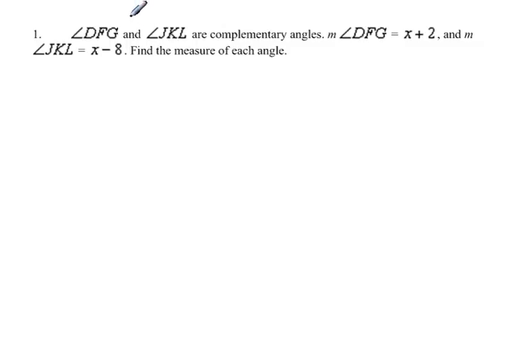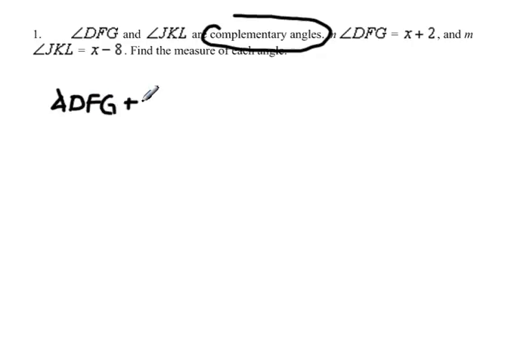Number one says that angle DFG and angle JKL are complementary. The measure of angle DFG equals x plus 2, and the measure of angle JKL equals x minus 8. Find the measure of each angle. If we're talking about complementary angles, that means that we are looking at 90 degrees. So if I have angle DFG plus angle JKL, they would equal 90 degrees because of complementary angles.